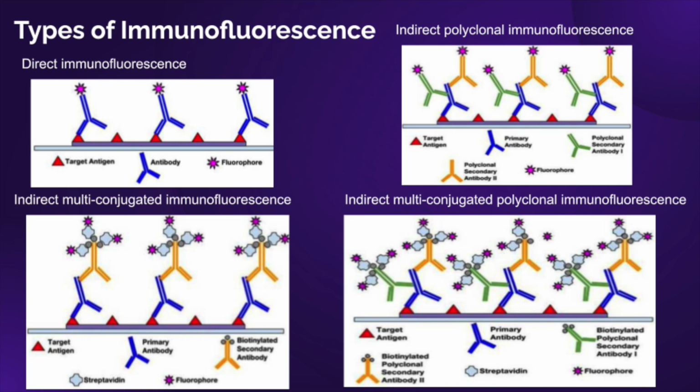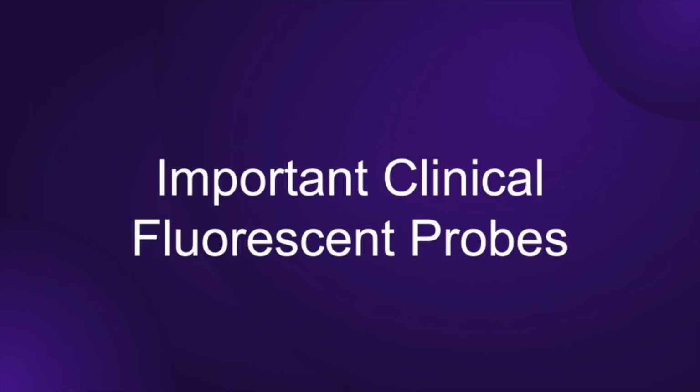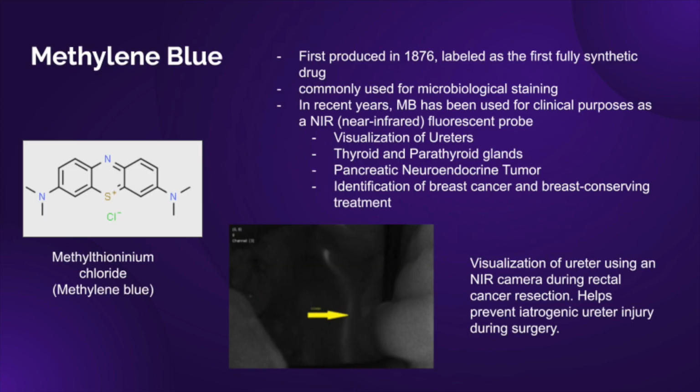For indirect polyclonal multi-conjugated antibodies, similarly to the indirect monoclonal multi-conjugated antibodies, except multiple secondary antibodies are introduced. This offers the greatest amount of signal amplification. Fluorescent probes are making their way into clinical use for diagnosis and imaging. The following are two that are FDA approved.